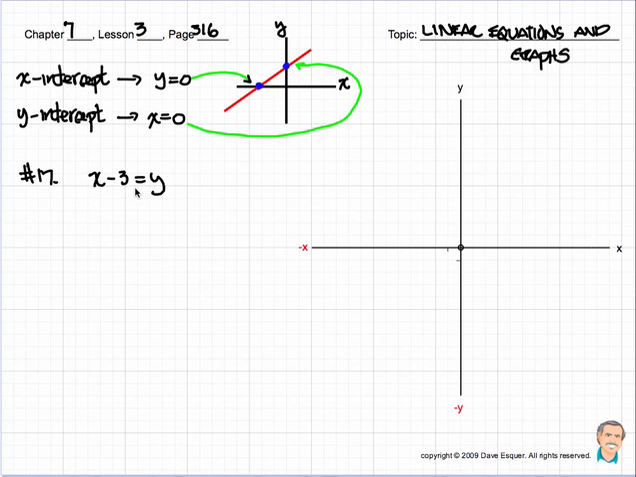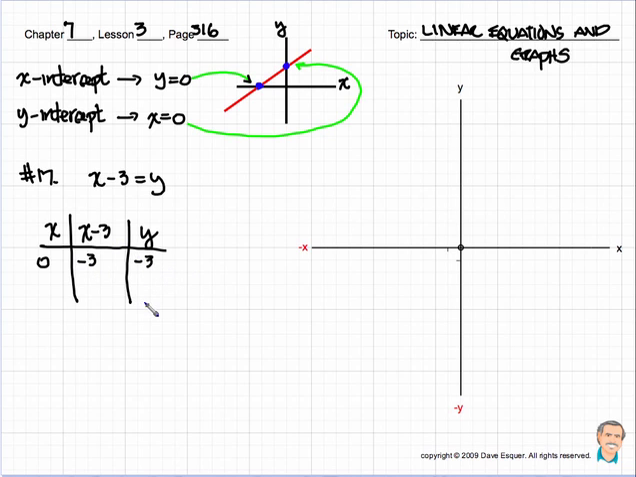Problem number 17 is x minus 3 is equal to y. So let's make our t-chart, x and y. So we're going to make x 0. x minus 3 is minus 3, so y turns out to be minus 3.